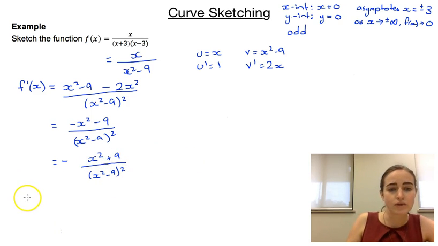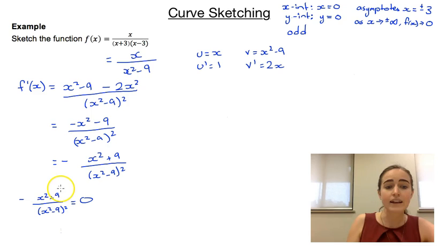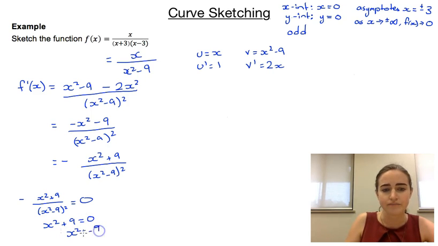We want to set that equal to 0. So we're going to have minus x squared plus 9 over x squared minus 9 squared equal to 0. The only way that can happen is if our numerator is equal to 0. So x squared plus 9 equals 0. x squared equals minus 9. But we can't take the square root of a negative number, so that's going to mean that we have no real solutions to that, which means we have no stationary points.